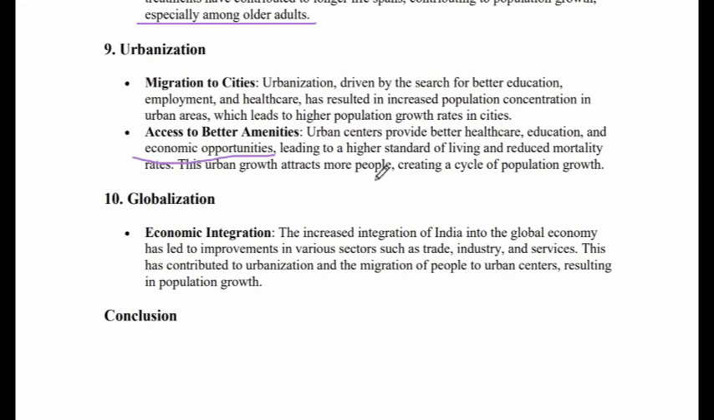The urban growth attracts more people, creating a cycle of population growth. Globalization. Now the whole world has become almost one. People can travel very easily from one place to another. The increased integration of India into the global economy has led to improvements in various sectors such as trade, industry, and services. This has contributed to urbanization and migration of people to urban centers, resulting in population growth.